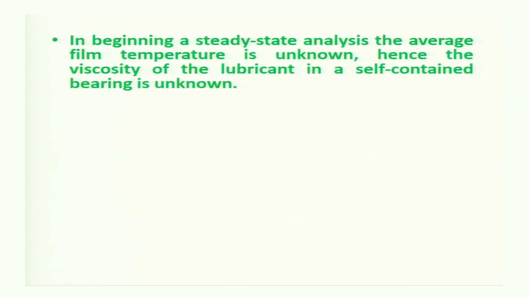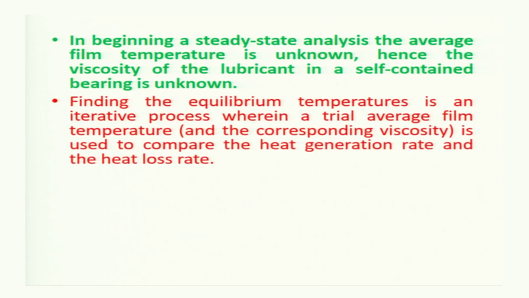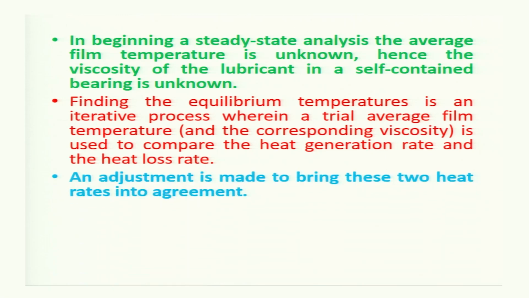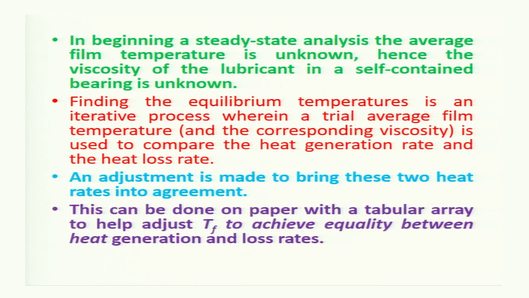Now, in beginning a steady state analysis, the average film temperature is unknown, hence the viscosity of the lubricant in a self-contained bearing is unknown. Finding the equilibrium temperature is an iterative process wherein a trial average film temperature and the corresponding viscosity are used to compare the heat generation rate and the heat loss rate. An adjustment is made to bring these two heat rates into agreement. This can be done on paper with a tabular array to help adjust Tf, the film temperature, to achieve equality between heat generation and heat loss rates.